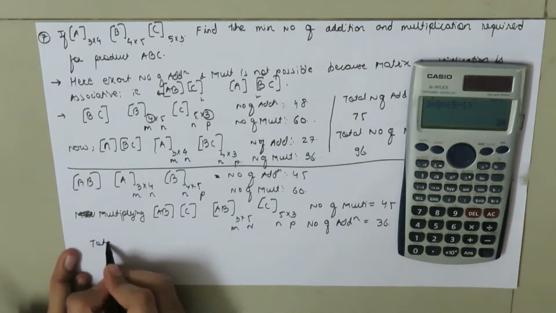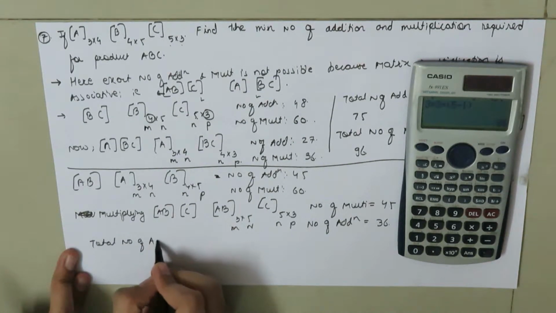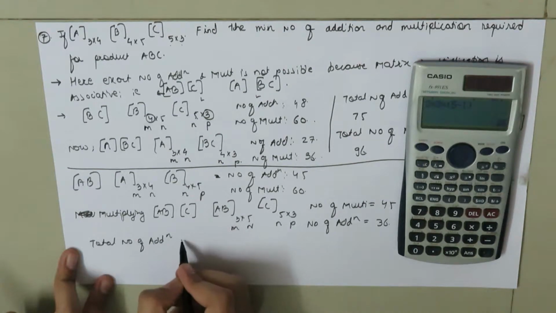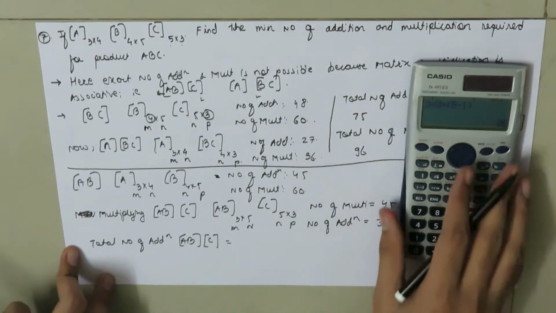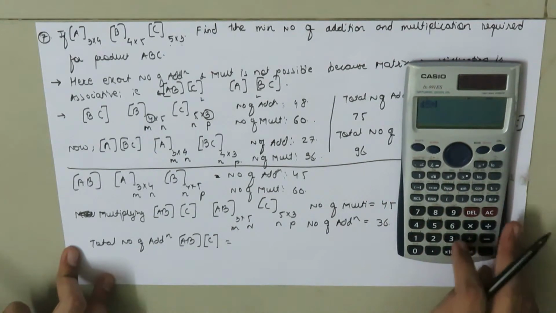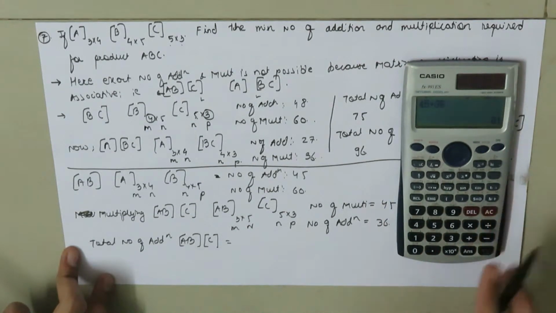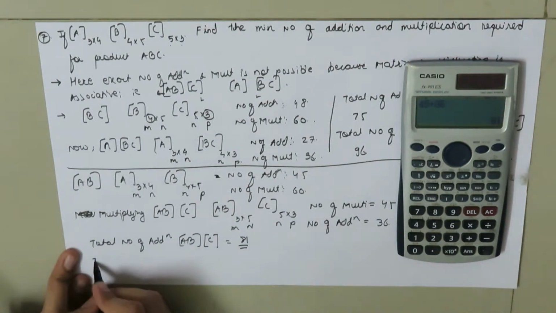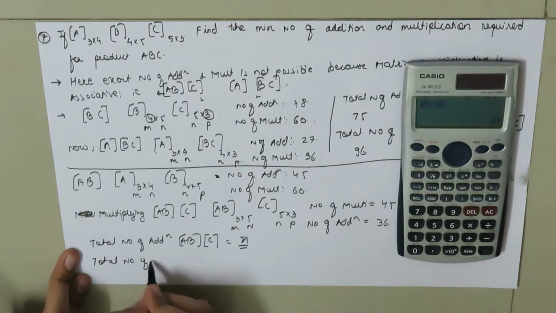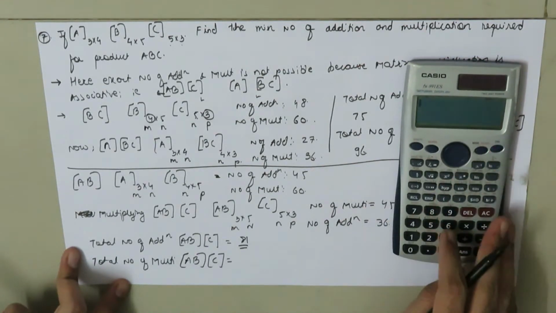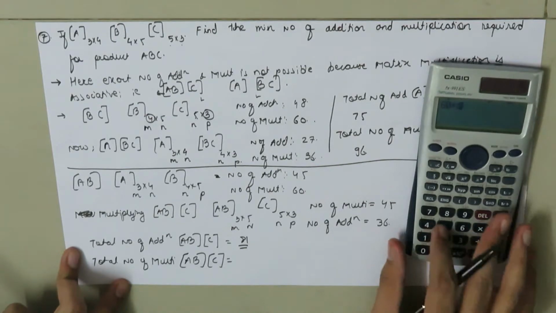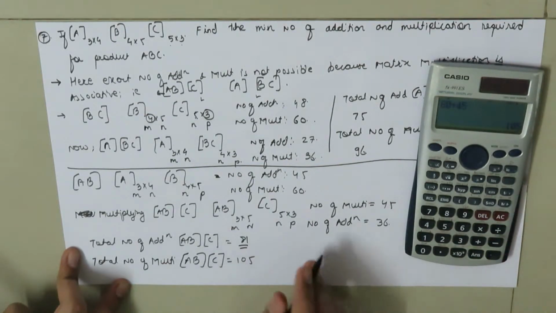So we know that the total number of additions in adding the matrix AB with matrix C is equal to 45 plus 36. This will be 81. And the total number of multiplications in multiplying the matrix AB with matrix C will be equal to 60 plus 45, and this is 105.